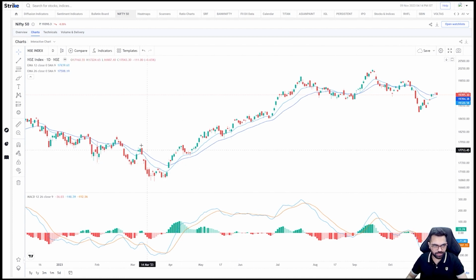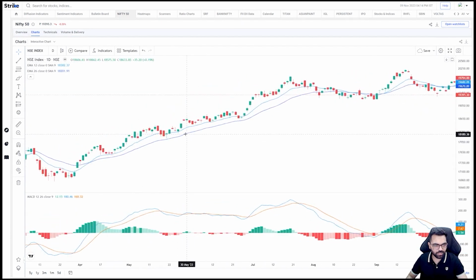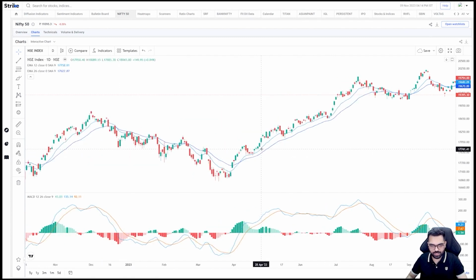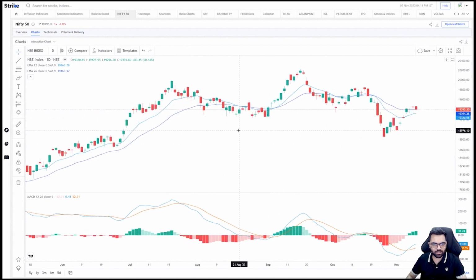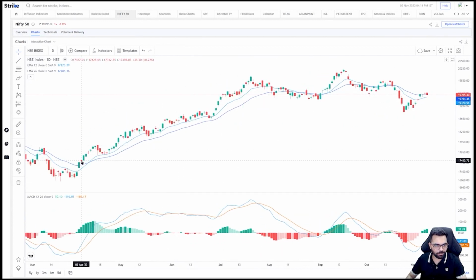Now for your reference, I have applied both of these averages on the chart. The light blue color here is the 12-day and the dark blue one is the 26-day moving average. Now what you're seeing is that in a continuous trend, the faster moving average tends to stay above the slower moving average. So in an uptrend, the faster moving average is mostly above the slower moving average. When we subtract the slower one from the faster one, you'll get a positive number.